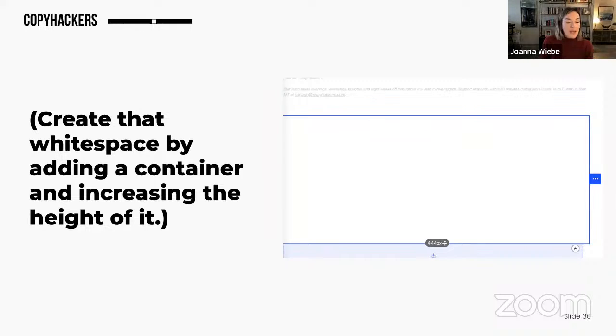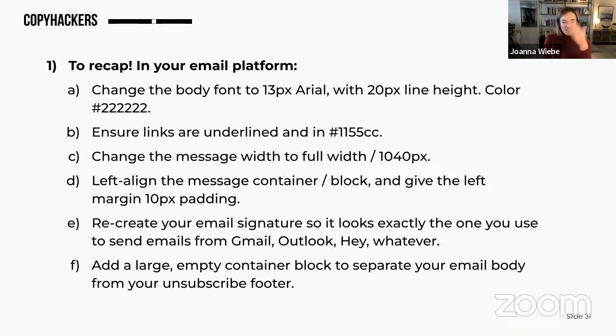That's what we do. You can create that white space in ActiveCampaign. Don't add a bunch of lines, a bunch of containers. Just take one container and then drag the bottom of it down to increase the height of it to whatever point you want. Really straightforward, really easy thing to do. So this is the recap.